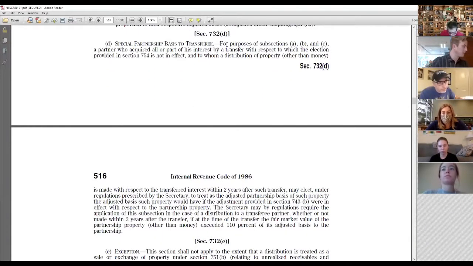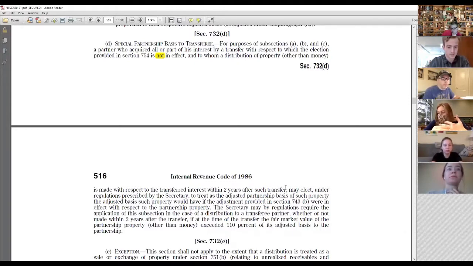So it says for purpose of A, B, and C, and these are all basis rules. What's the basis of distributed property? That's what 732 does. If a partner who acquired all or part of his interest by transfer, by sale, it could also be a death time transfer, with respect to which the election provided in section 754 is not in effect, and to whom a distribution of property is made with respect to the transferred interest within 2 years after such transfer. So there's a time limit here. Once you get to 2 years after the transfer, this election is no longer available.